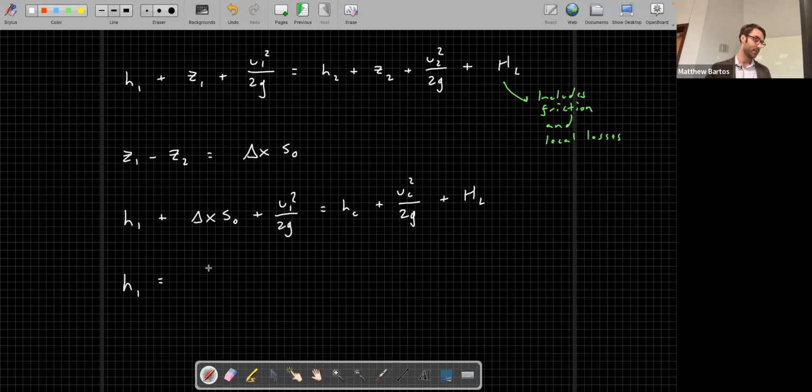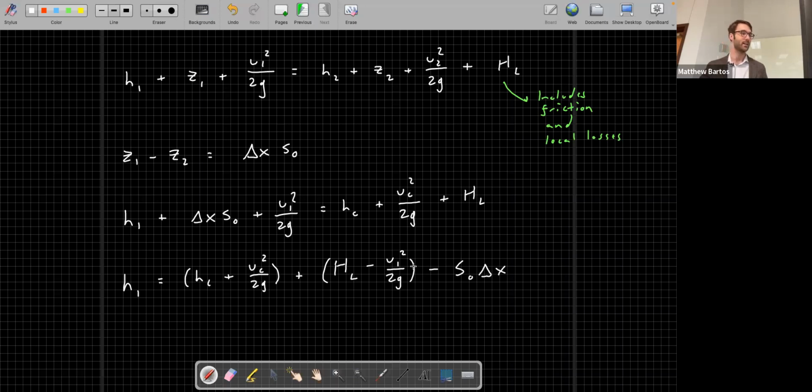H1 is equal to, I'm just going to group these terms here, HC plus UC squared over 2G plus the head loss, minus U1 squared over 2G, minus this term associated with the elevation difference, so S naught times delta X.